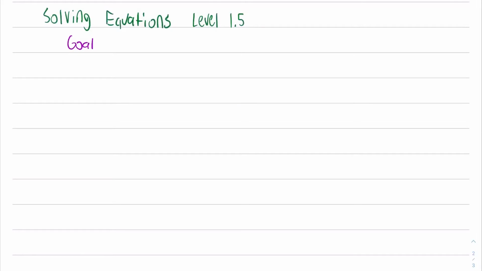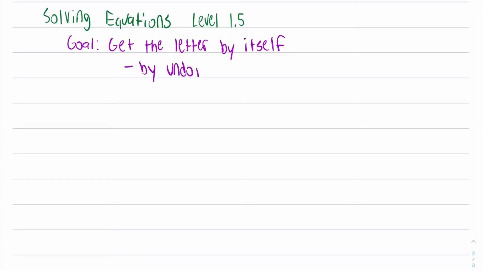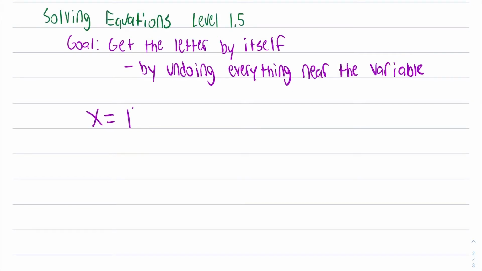The goal whenever you're solving an equation is to get the letter by itself. And you get the letter by itself by undoing everything that's next to the variable. In summary, that means we want x equal to a number. We're going to be changing a whole lot of things so that we get this.